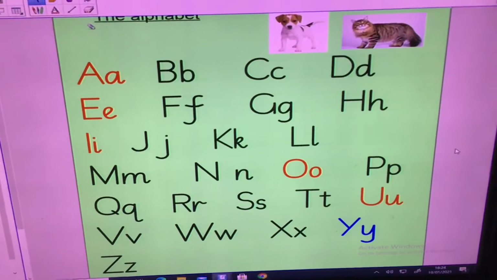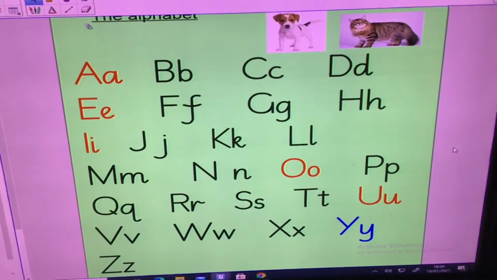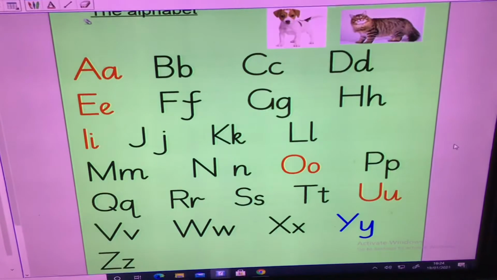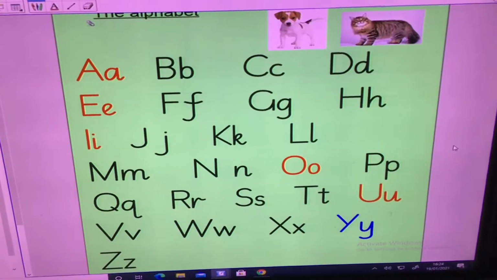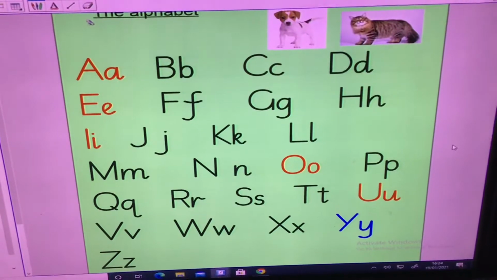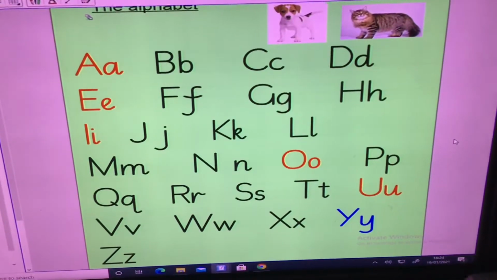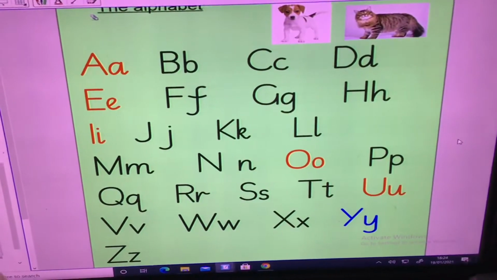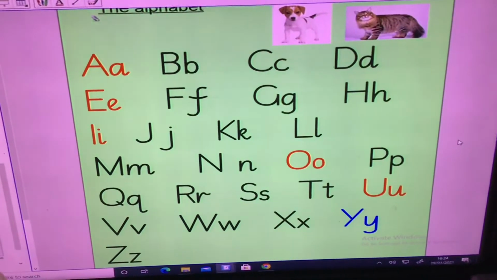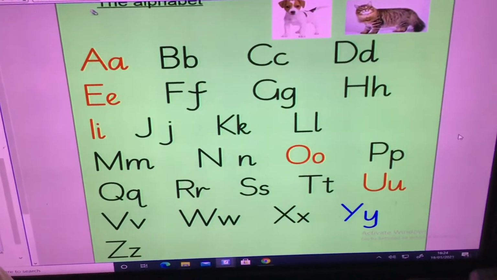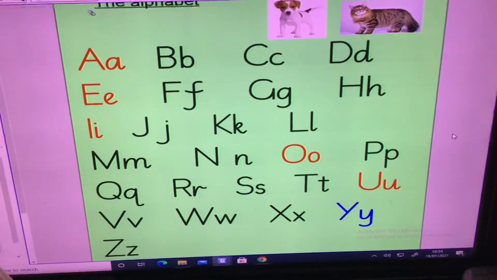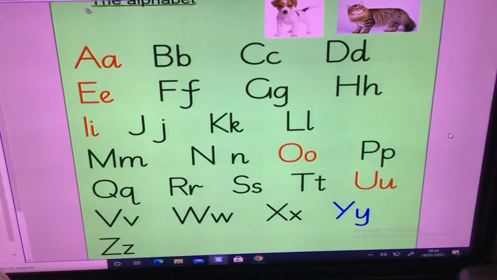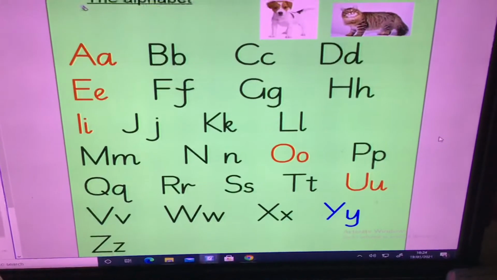P, O, N, M, L, K, J, I, H, G, F, E, D, C, B, A. I bet you're really good at that, aren't you? You could practice saying it backwards, see if you can get quicker and quicker.